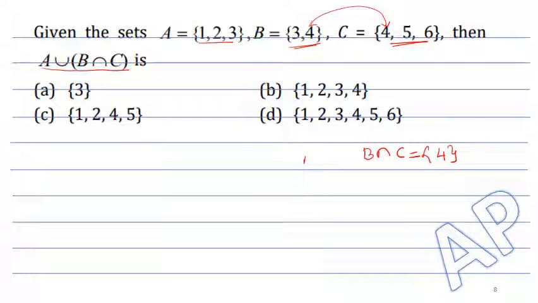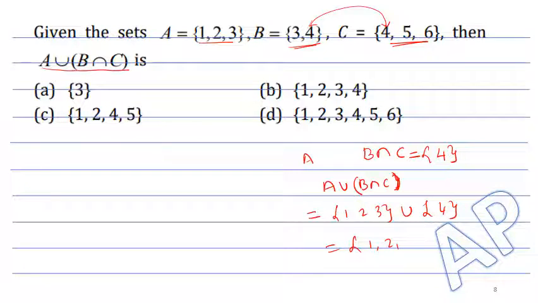Now A union B intersection C is equal to set A ಅಂದ್ರೆ 1, 2, 3, B intersection C ಅಂದ್ರೆ 4 ಇದೆ ಇಲ್ಲಿ ಅದರಿಂದ ನಮಗೆ 1, 2, 3 and 4 is the set A union B intersection C. That is option B. Option B is the correct choice.